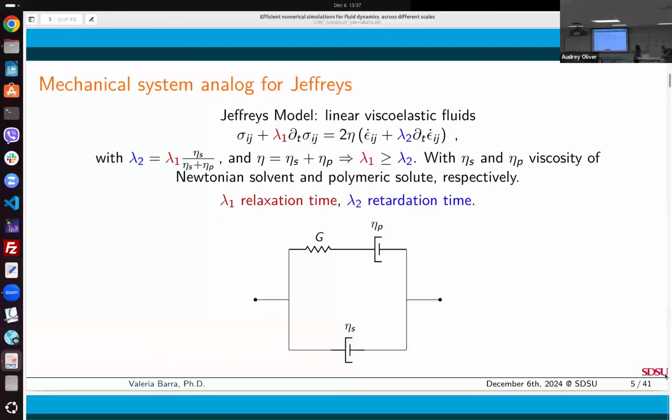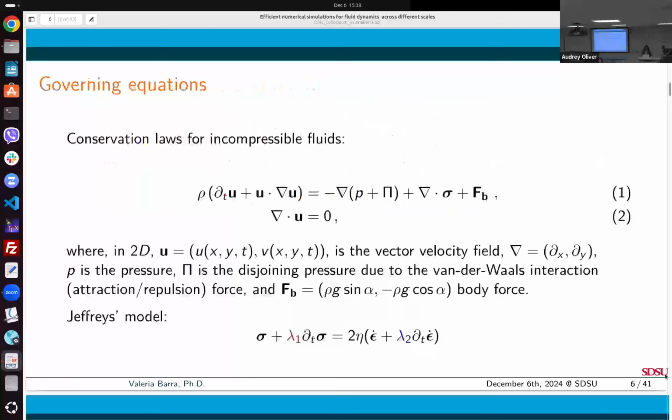So this is characterized by two time constants. And you see that it's a non-Newtonian fluid characteristic equation, because we have a time derivative of the stress tensor on the left-hand side. And it's also very peculiar because we end up having a time derivative of the strain rate on the right-hand side. So we have the second time derivative of the strain.